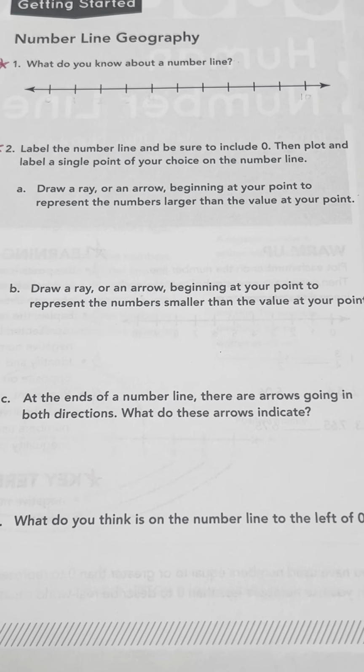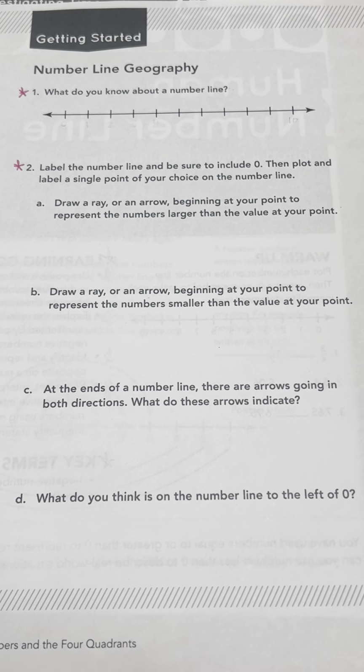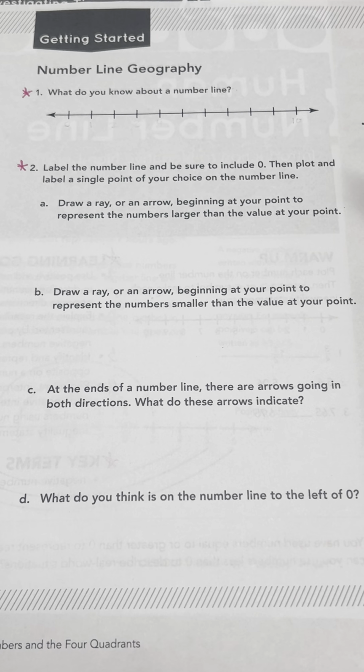We're going to do number 1 first. It says, what do you know about number lines? Well, right now you probably know that number lines go from 0 to infinity. You've probably heard that word before. So number lines can go beyond 10. They can go beyond 20. They just keep going from 0 and on. Today, we're going to learn something different.